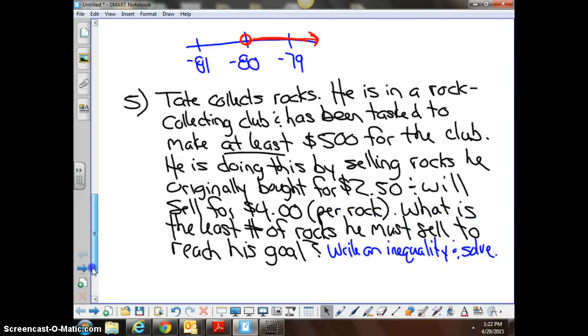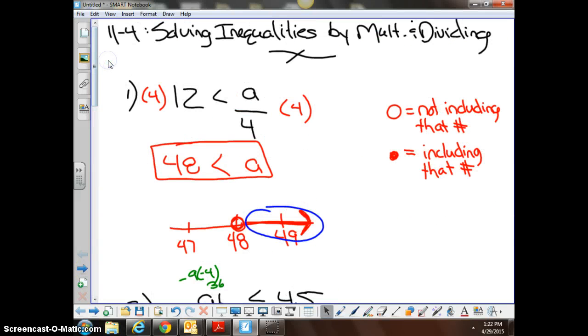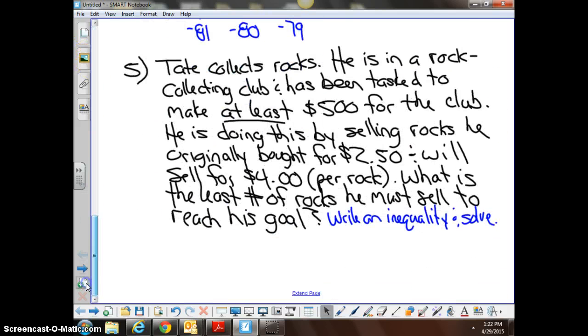All right, today we are talking about Tate the Rock. We're on 11-4, Solving Inequalities by Multiplying and Dividing, the second lesson for today. And Tate the Rock collects rocks.